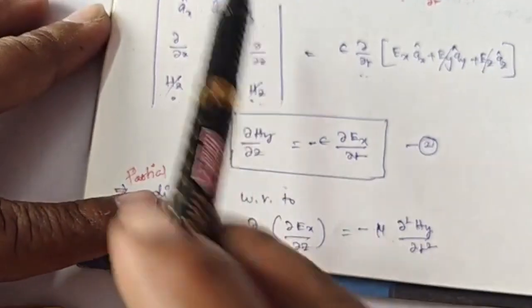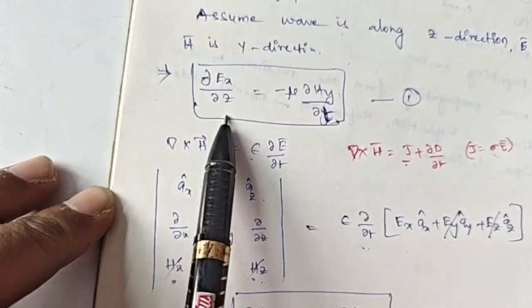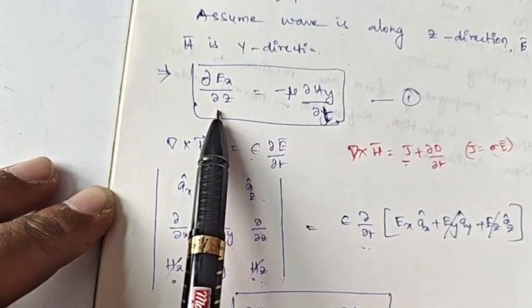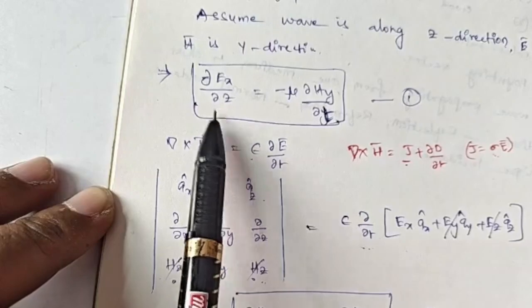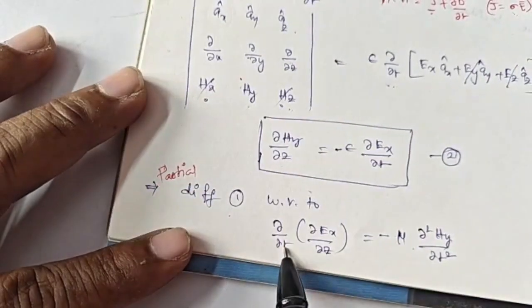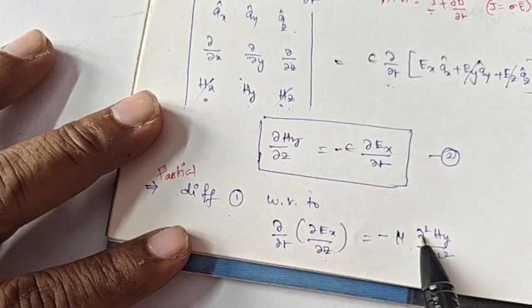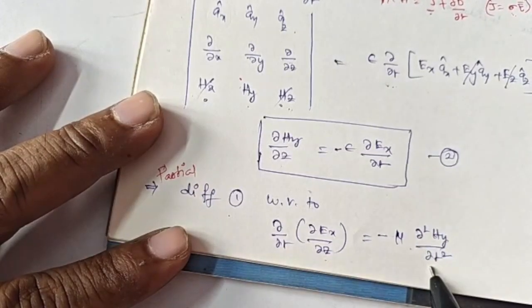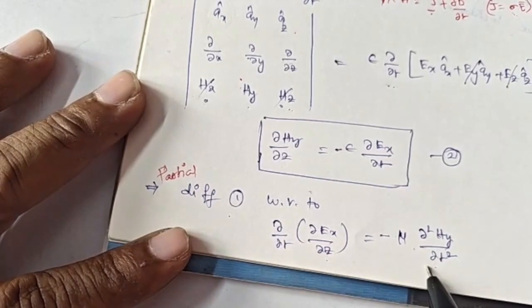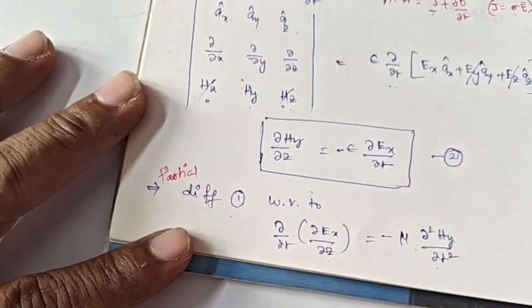What is equation 1? ∂Ex/∂z, right? For this equation, we are doing the partial differentiation. Then ∂/∂t of ∂Ex/∂z is equal to minus μ ∂²Hy/∂t². On the right side, both are with respect to t. That's why you will get the ∂².